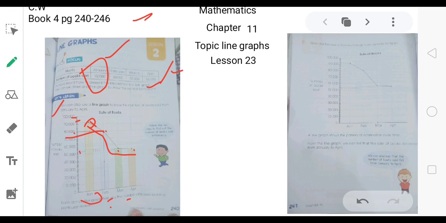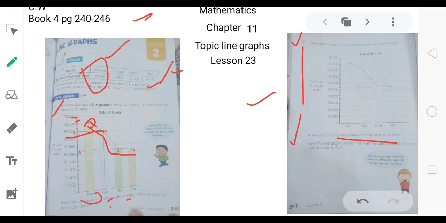Is it clear? Now come to the next page, page 241. How did the sale of books change from January to April? Now again, he has taken the number of books on the vertical side and here the horizontal side. This is the same question over here. Same question, same line graph, but what is the question saying? Listen to me carefully.